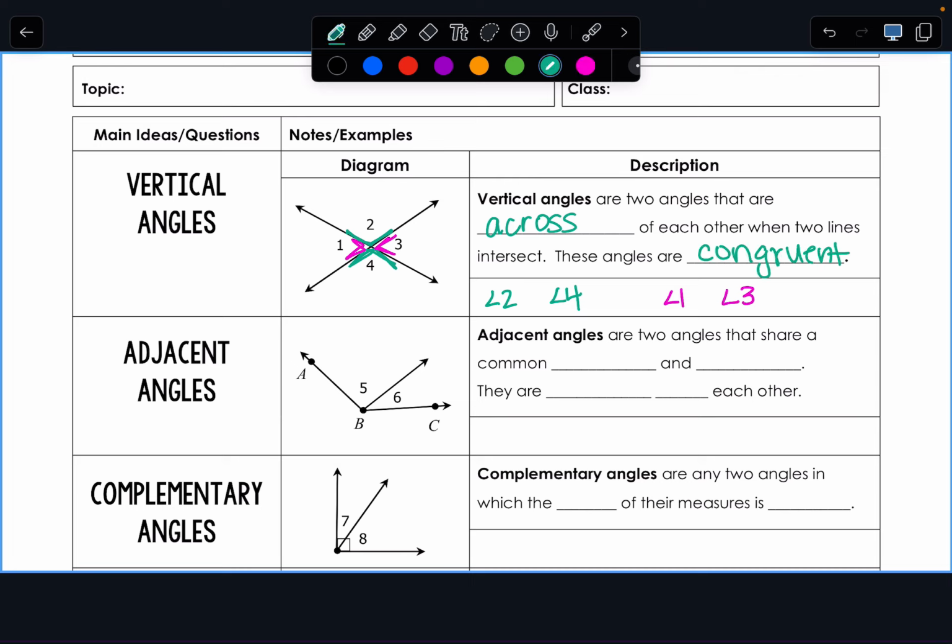We talked about that word a lot before winter break. So that'll come into play tomorrow when we're solving for angles. But vertical angles are going to be congruent. They have the same measure. So since angle 2 and angle 4 are vertical, we know that they're congruent. Since angle 1 and angle 3 are vertical, we know that they are congruent.